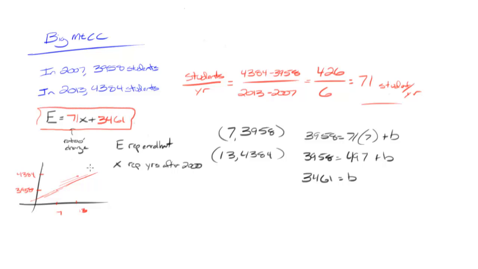What this represents is 71 is a number of students per year that enroll at the school. It's a positive value, meaning the enrollment is going up. This b value, this 3,461, is our y-intercept. And what that means is that gives us a third point if we wanted. We have 0, 3,461. And what that represents in this context, if you're wondering, is that in the year 2000, because that's 0 years after 2000, the estimated enrollment was 3,461. But this right here is our linear model for this data.